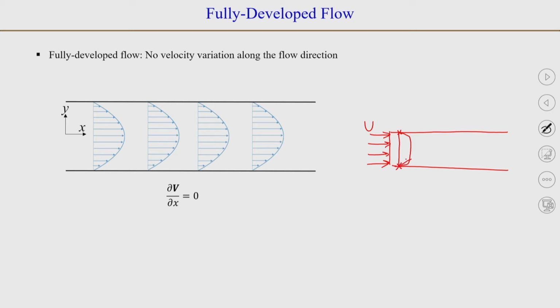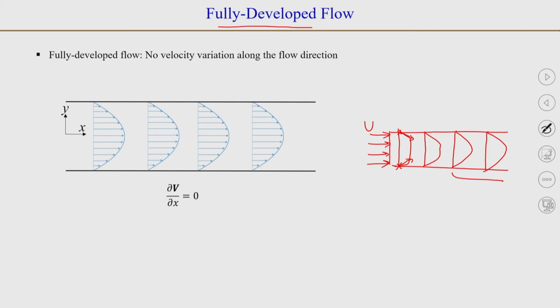And the fluid will need to rearrange itself. So, some of the fluid will start moving in the transverse direction to rearrange itself, and eventually this will keep happening until you achieve a velocity profile which remains unchanged, and when that happens, then such flow is called fully developed flow.